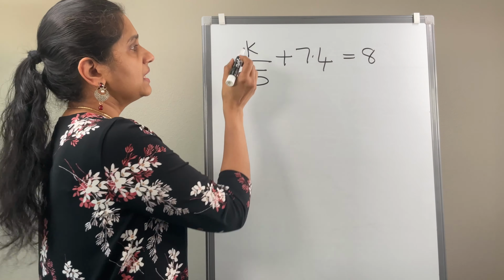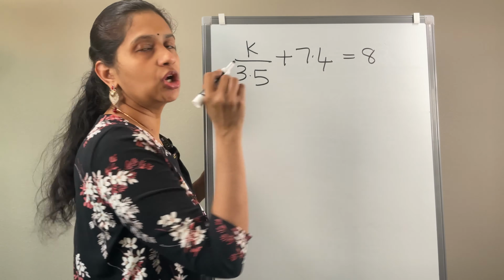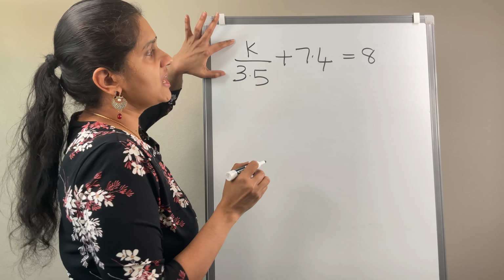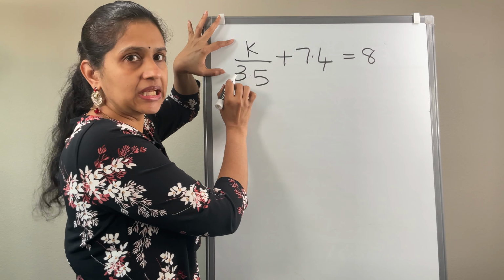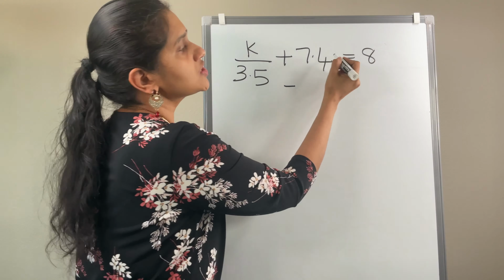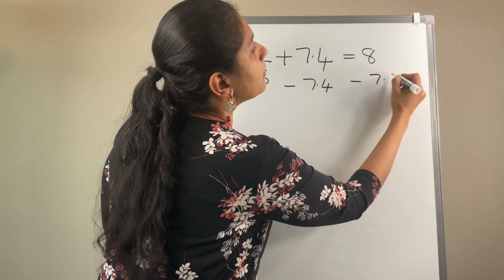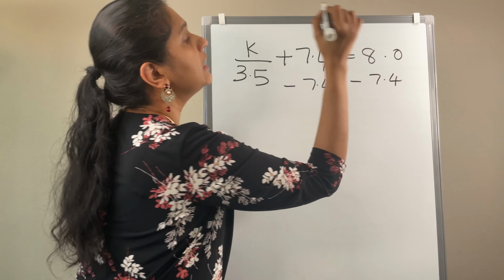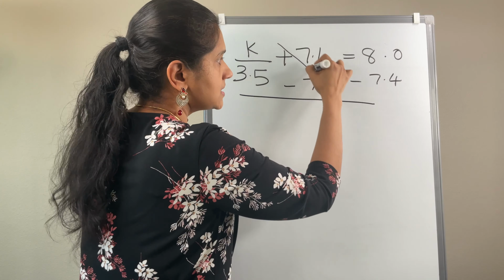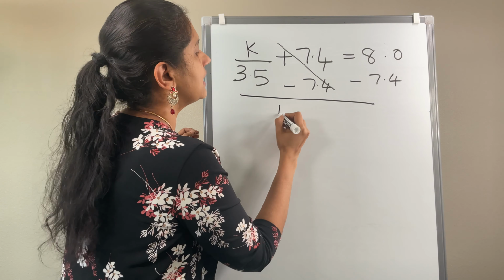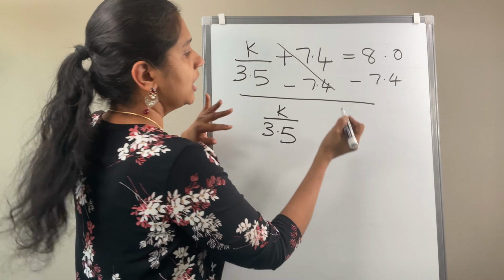Consider the example k divided by 3.5 plus 7.4 equals 8. To isolate this variable, first we need to avoid 7.4 which is near this variable k. So I am taking the inverse of 7.4 which is going to be negative 7.4. So I am subtracting 7.4 on both the sides. As a result of it, this will get cancelled and you will be left with k divided by 3.5 on one side. What about the other side?